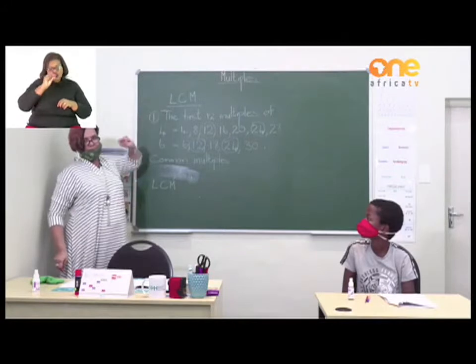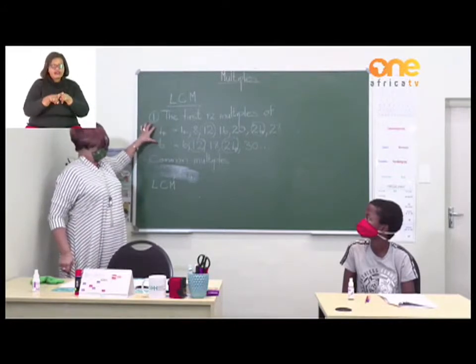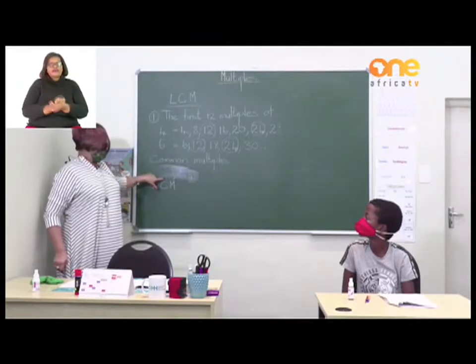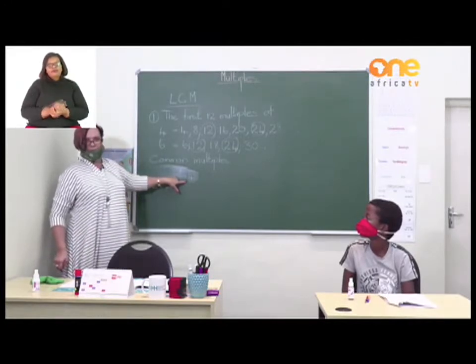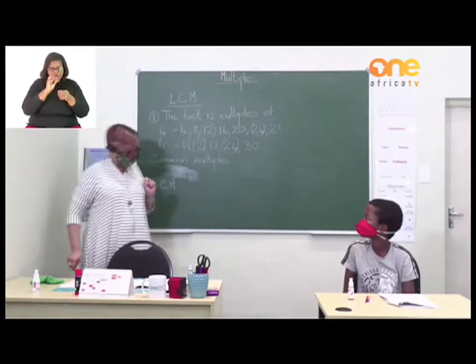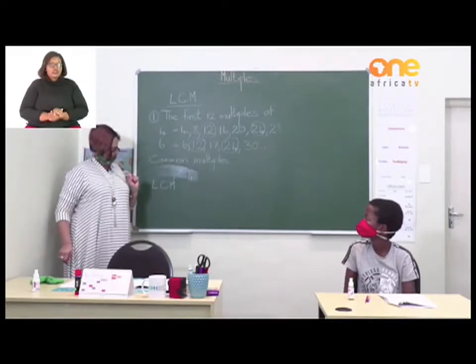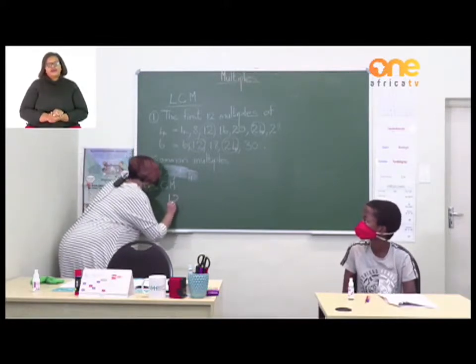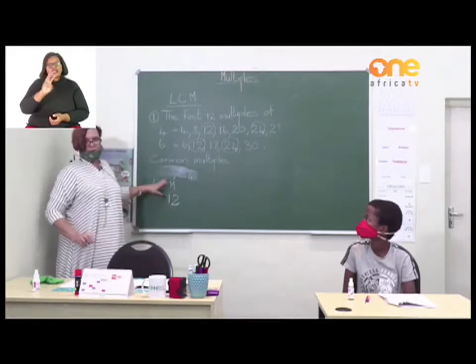Now we have to find the LCM. LCM, L is for lowest. So we found the multiples of 4 and 6. We have found the common multiples. So now we have to find the lowest. Can you tell me which number is the lowest of these two numbers? 12. So our LCM is 12.